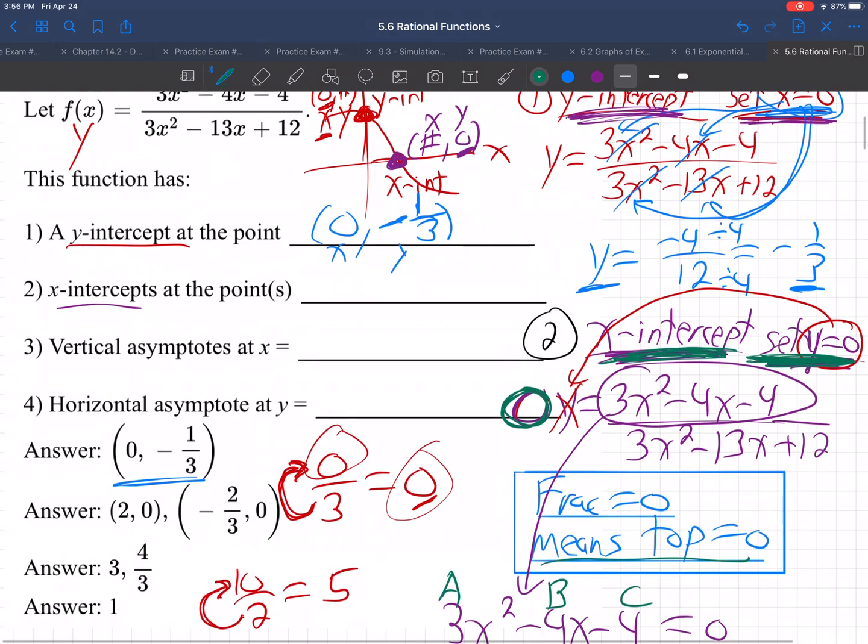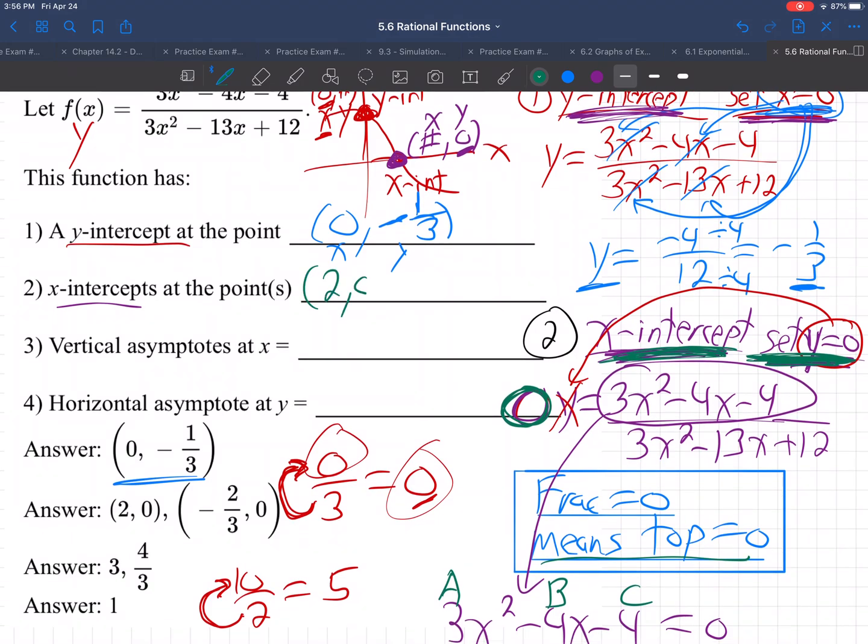So that means x is 2, and that's going with a y of 0, or x is negative 2/3, again going with a y of 0. That's how they got those two answers there for the x-intercepts. Those are the x-intercepts. Good. Okay, so by the way, you could have also factored. Maybe I'll do that on the next one.